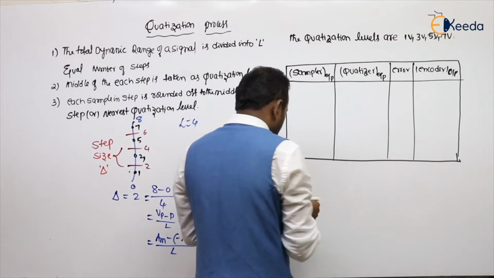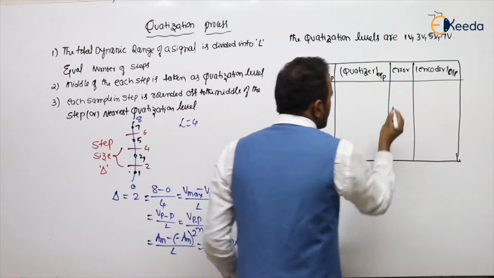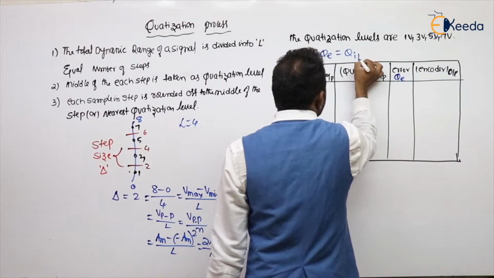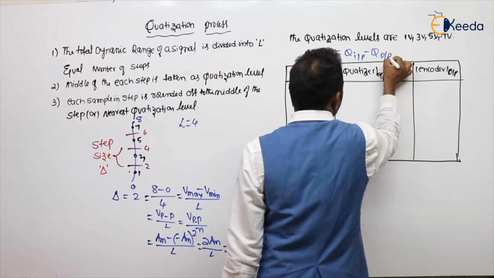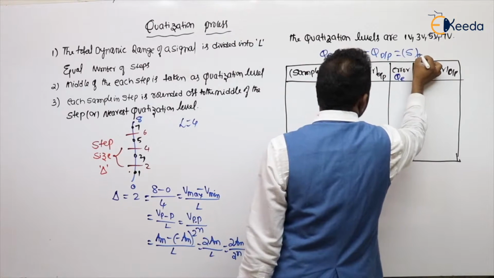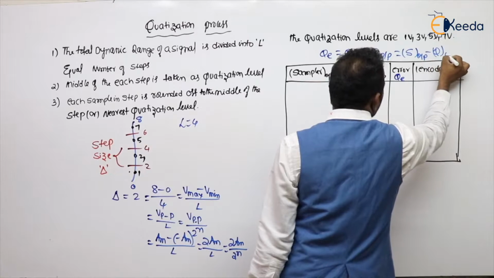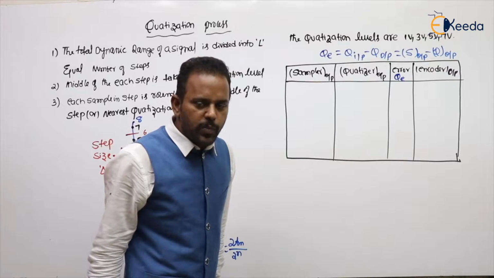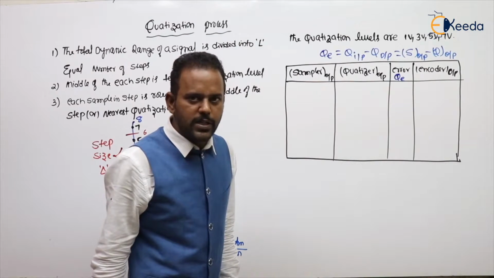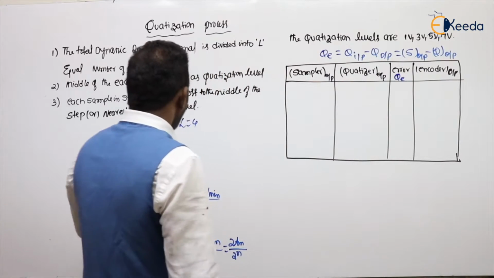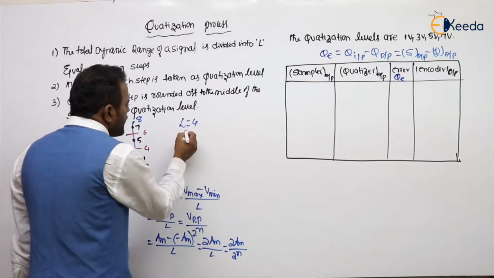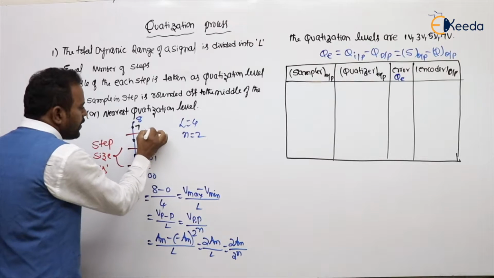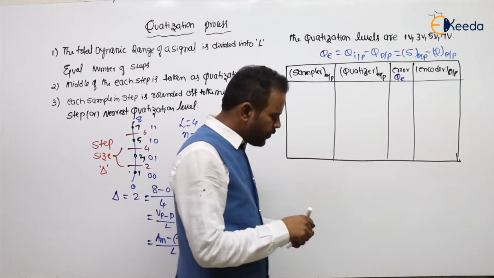What does error mean here? Quantization error. This is QE. What is a quantization error? Quantizer input minus quantizer output. Quantizer input or sampler output, both will be the same. So error is sampler output minus quantizer output, or quantizer input minus quantizer output, called quantization error. Here four levels are there. So obviously, how many bits? Two. What are the codes? 00, 01, 10, 11.